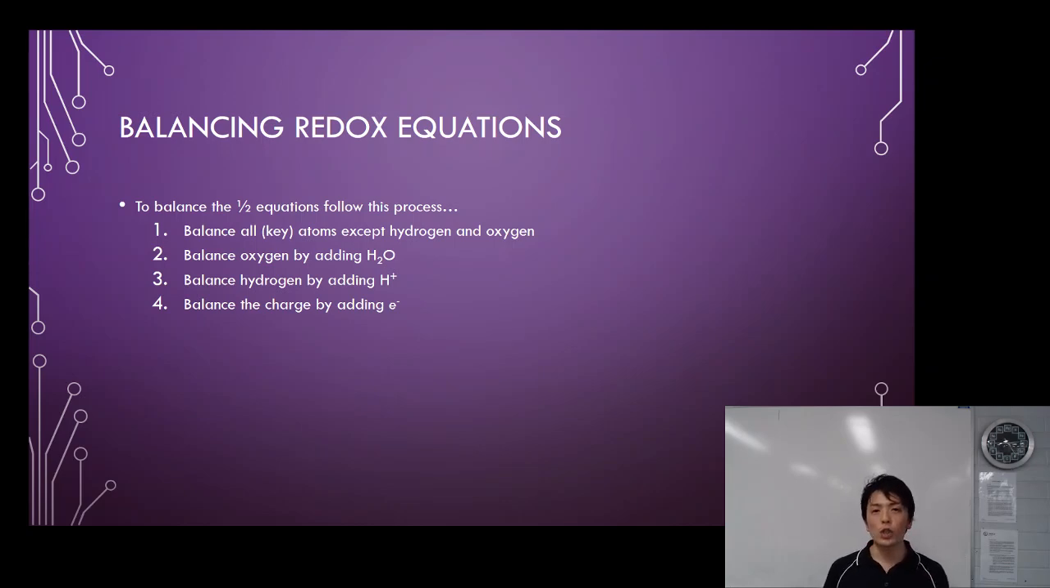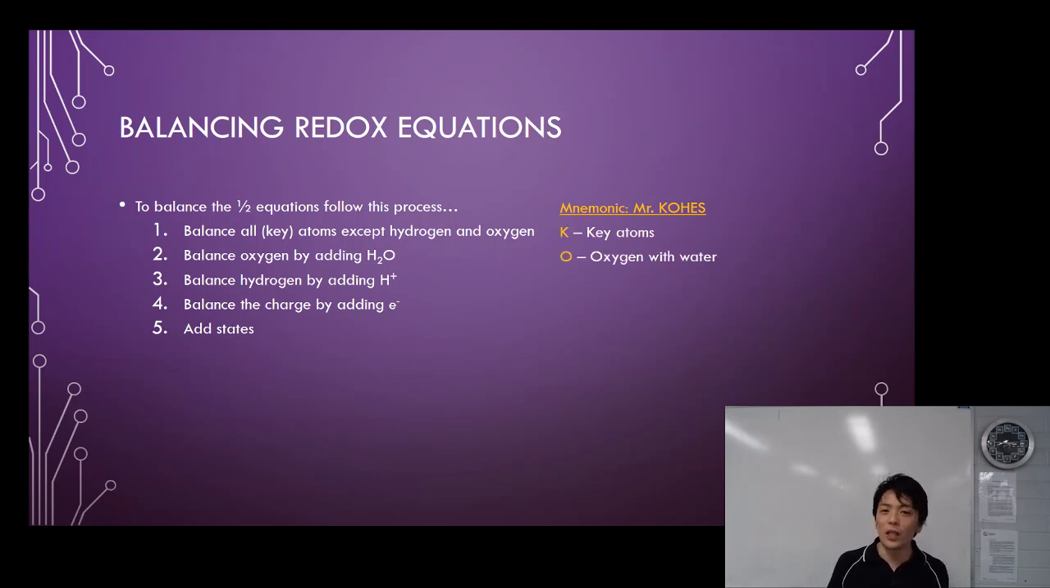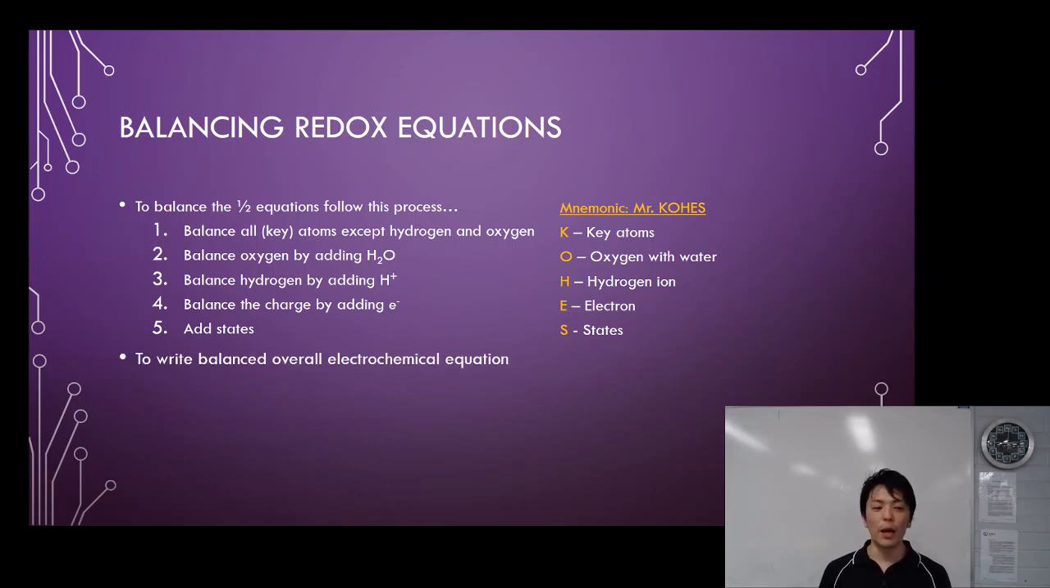So electrons need to be shown if the charges of the reactant side and product side are not balanced. Do the balancing with electrons. Finally, write the states. There's a mnemonic for it, and I call this mnemonic Mr. Cohees. I don't know, Spanish speaking guy or something. K for key atoms, O for oxygen with water, H for hydrogen ions, E for electrons, S for states. Cohees, just remember that.